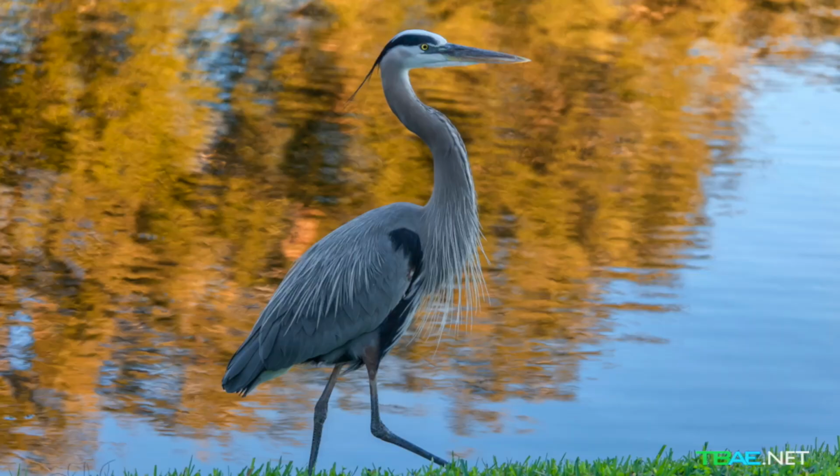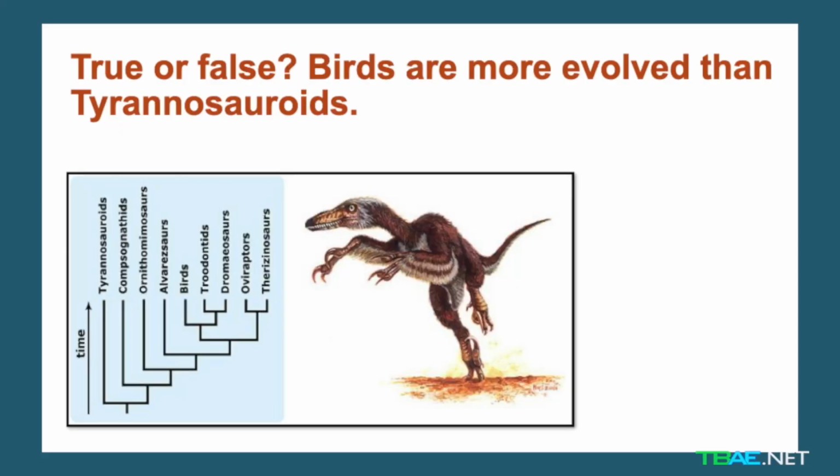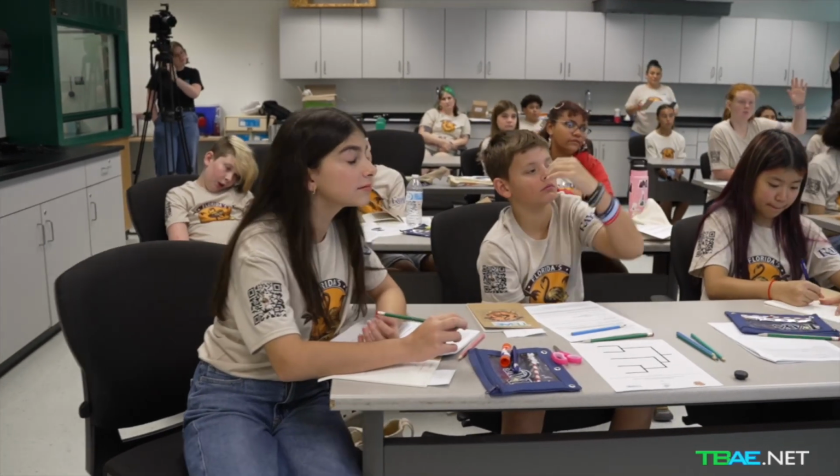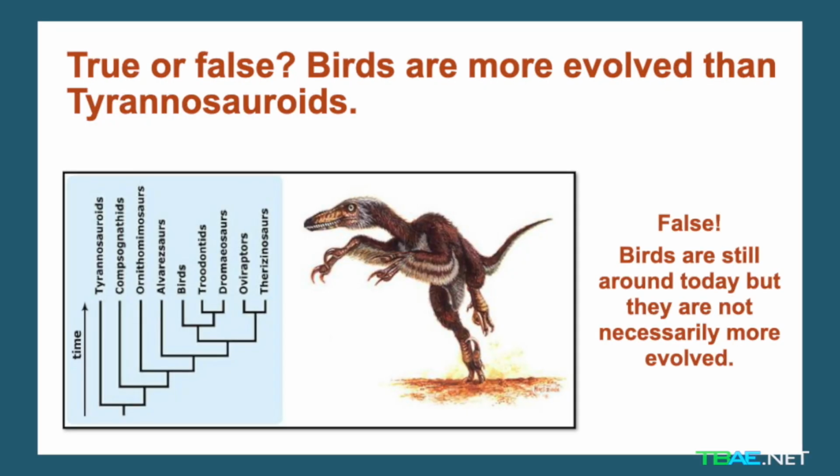And so when you look at a bird, you realize that's a dinosaur, right? Birds are flying dinosaurs. It's kind of cool. Are they more evolved than a dinosaur that has gone extinct? What do you think? Abby? False. That doesn't necessarily mean, just because the birds are still around, that they're more evolved than something that's gone extinct. That's kind of a tricky question.